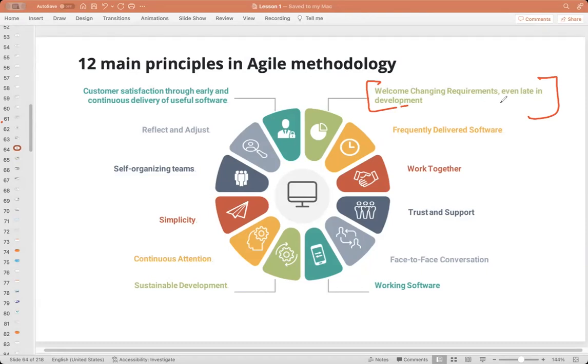So welcoming change requirements, however late in development, is a unique feature of Agile. Everyone understood? How exactly it will be done, I will convey later. Second point, frequently delivered working software. Again, in yesterday's session, we talked about WhatsApp and Zoom. They are classic examples of frequently delivered software.